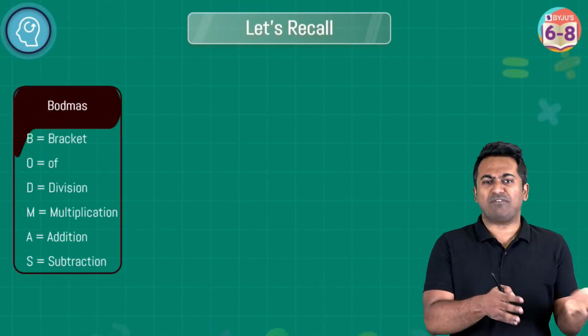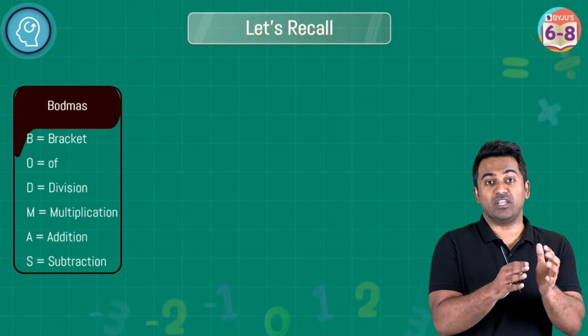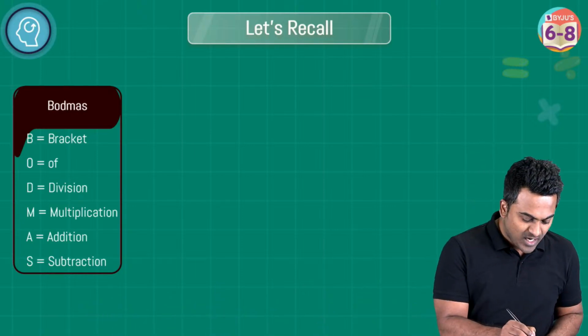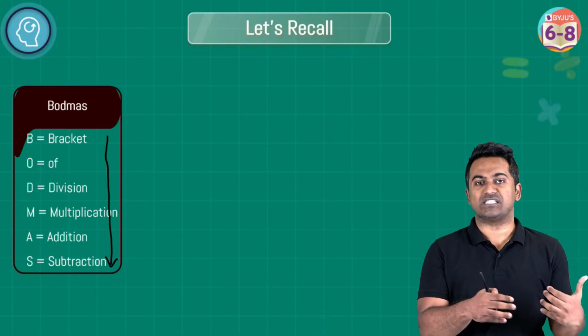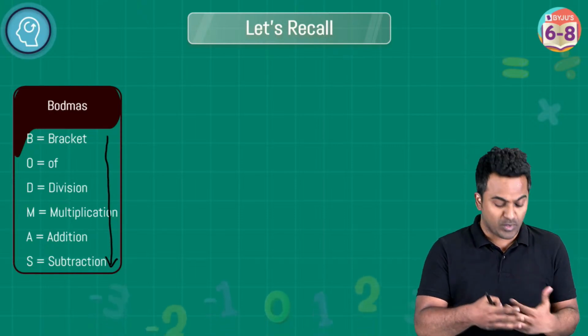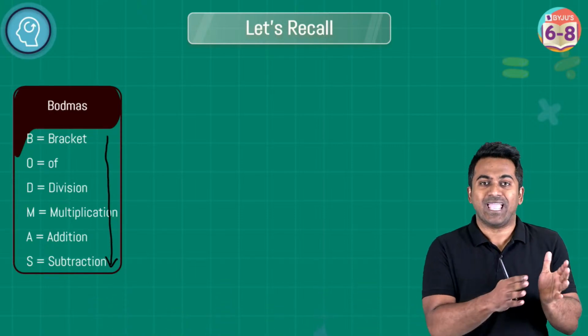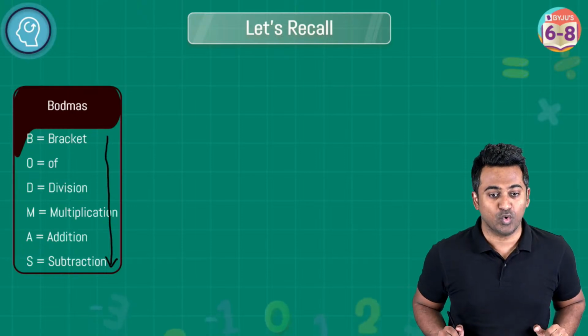All right. So you are familiar with BODMAS, right? The order of operations. So we start from the brackets, of, division, multiplication, addition, and subtraction. The first preference is going to be given to the brackets, then of, then division, and that's how the order is going to follow.